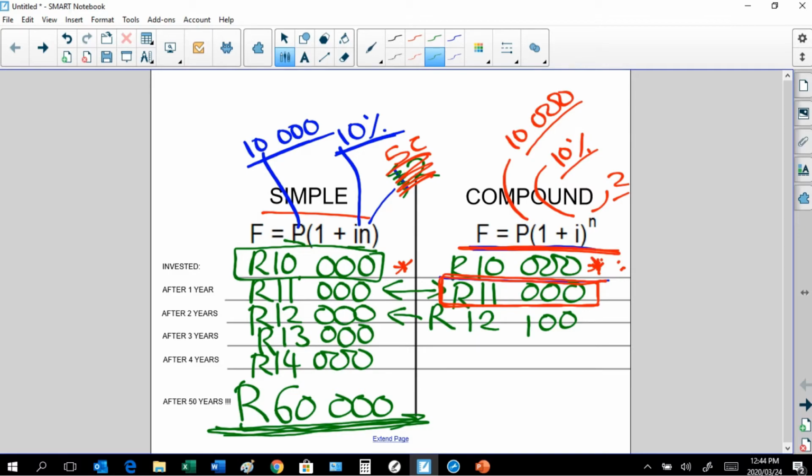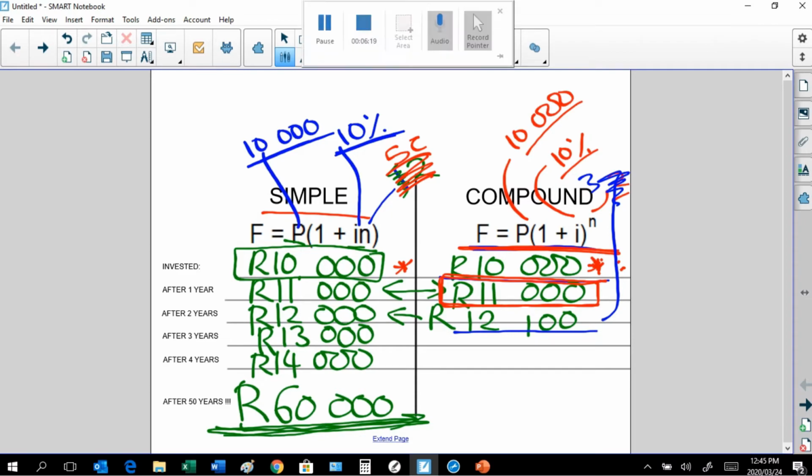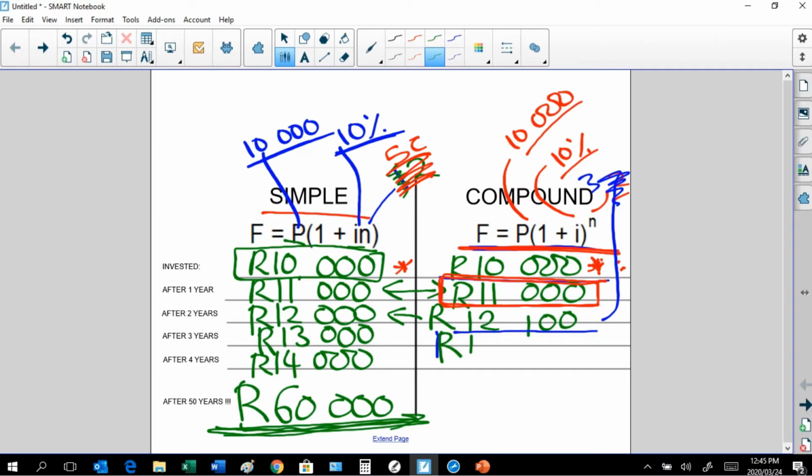Now what I'm going to do is go up here and change this 2 to a 3. And you see, they're going to calculate the interest on that, not the 10,000 as in the simple interest. So go for it, see what you get. You should have got, let's make it green, 13,310 as opposed to the 13,000.